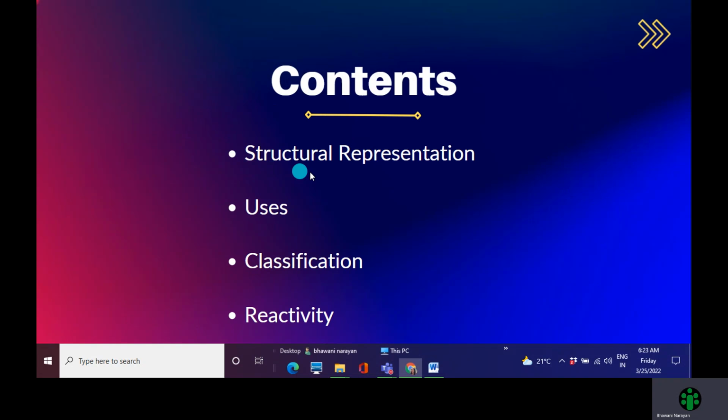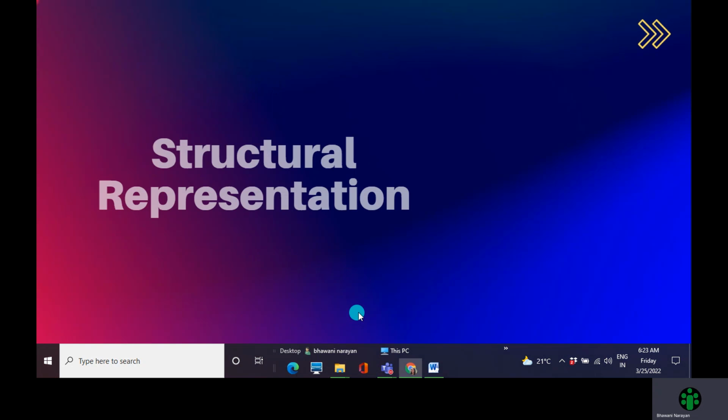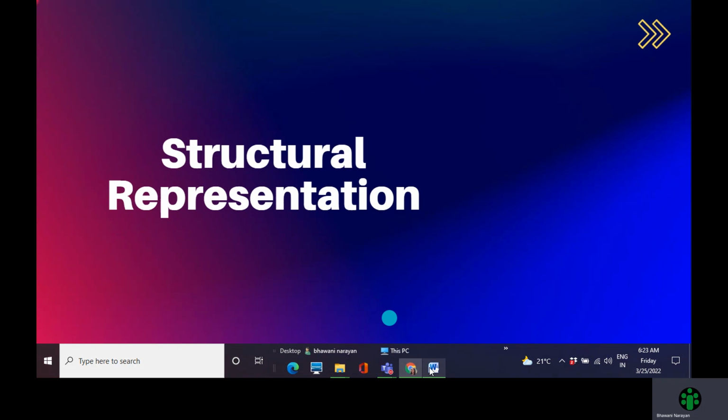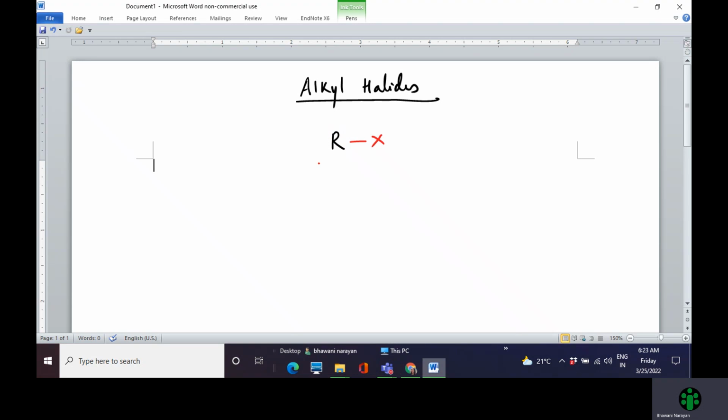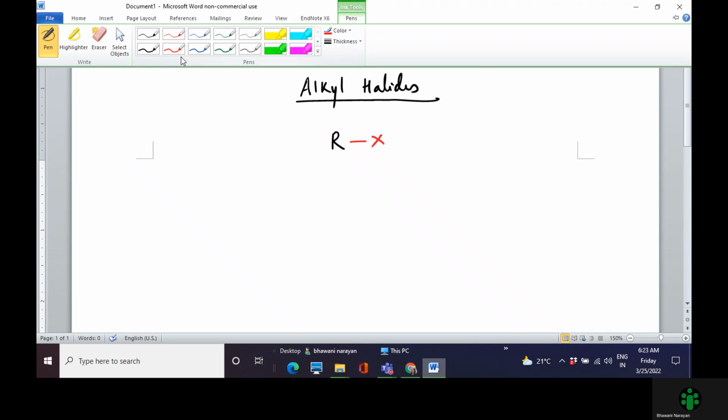We will be talking about structural representation of alkyl halides. We will look at the uses of alkyl halides. We'll look at the classification and reactivity of alkyl halides today. Let us first begin with the structural representation. So I'll take you to the Word document and I'll write step by step to make you understand better.